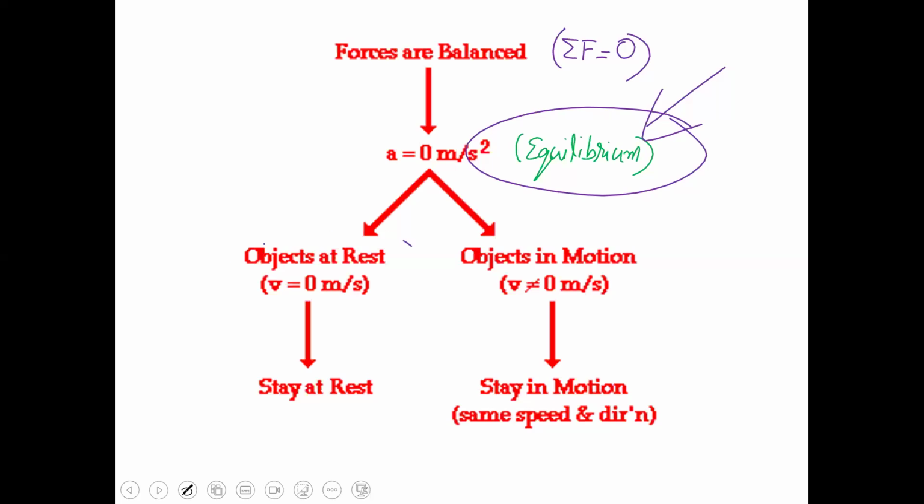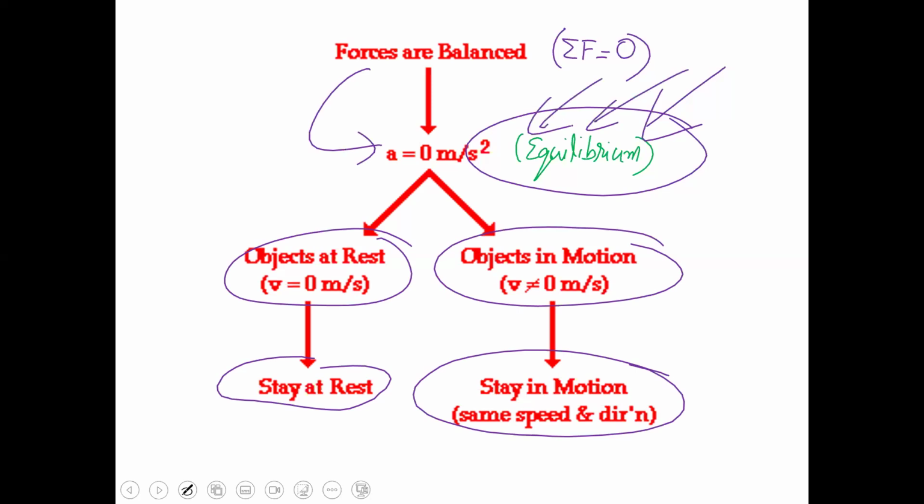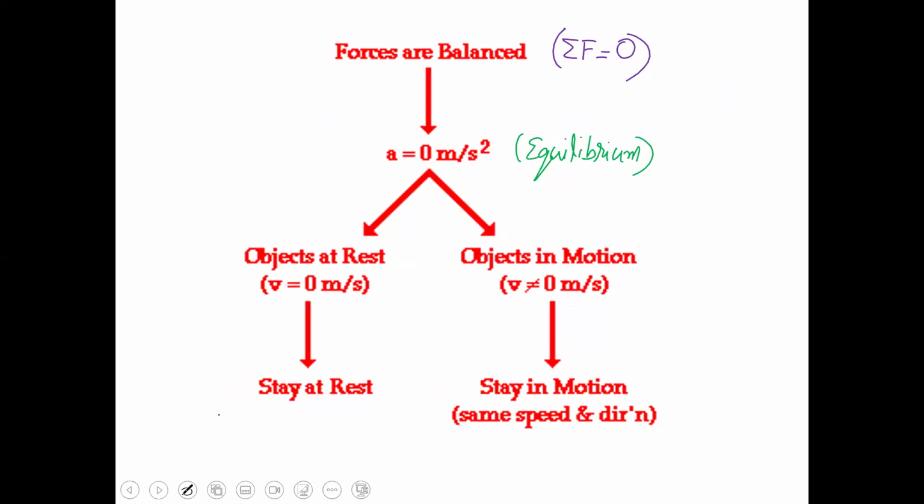Now, there are two options. Maybe the object is at rest, maybe the object is in motion. If the object is in motion, it is moving with constant speed. I repeat my concept: if the forces are balanced, acceleration is zero. If acceleration is zero, the system is in equilibrium. Equilibrium means either the object is not moving at all or it is moving with constant speed.